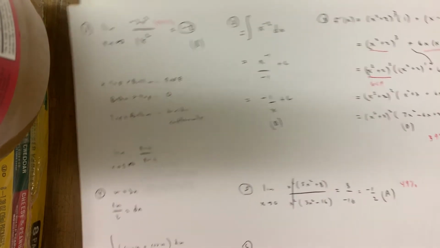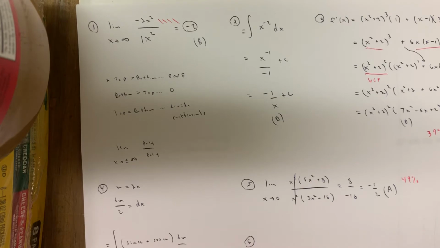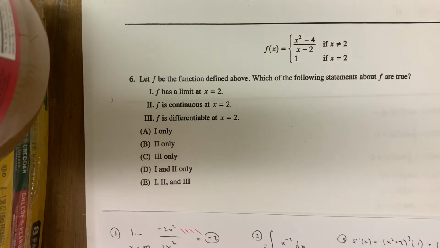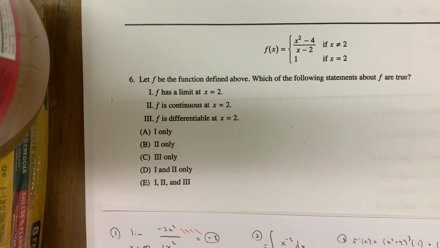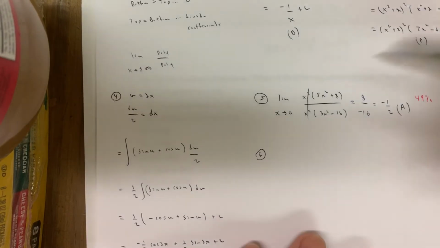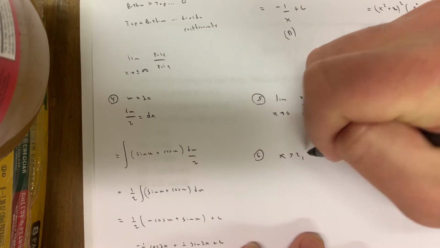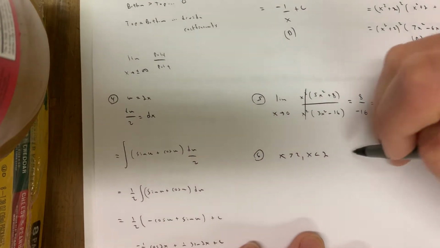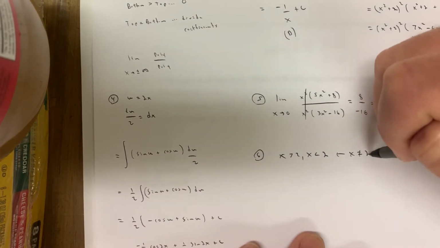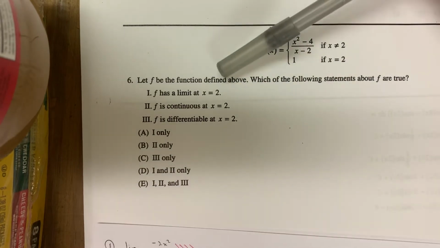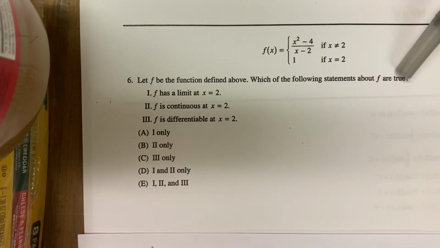Moving on to number 6 over here. 6 rhymes with candlesticks, and that's what Jack jumped over. Okay, number 6 over here, nasty looking split function. Remember, if x is not equal to 2, we know that means that x is greater than 2 or x is less than 2. So that's the same thing as x not equal to 2 right there. Split function action, let f be the function defined above. Which of the following statements about f is true?